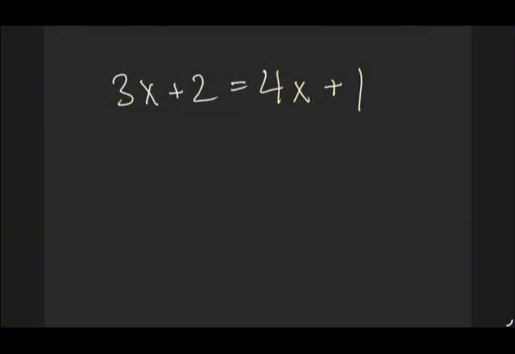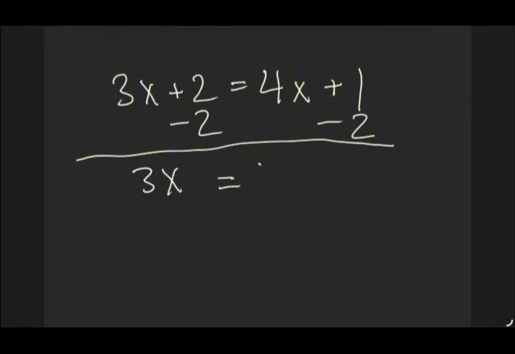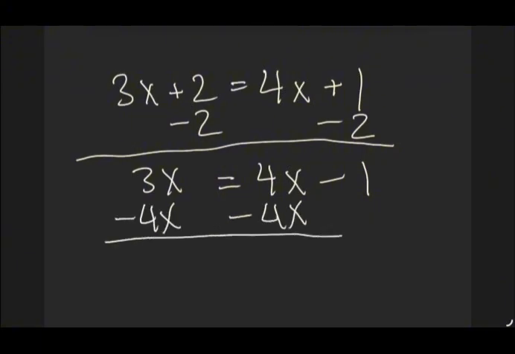You can subtract 2 on both sides first. You can also subtract 4x on both sides, but I'm going to subtract 2 in this example. So we have 3x is equal to 4x, positive 1 minus 2 is negative 1, so 4x minus 1. Now you subtract 4x on both sides of the equation. Again, you could have done this for the first step, but I subtracted 2 first instead of subtracting 4x. So now we have negative x is equal to negative 1.